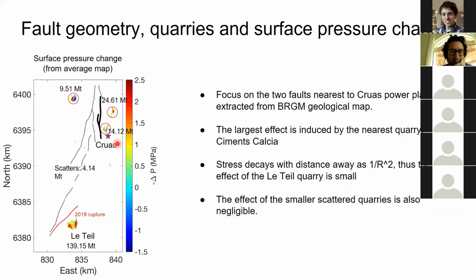So here, in the map on the left, I'm showing the faults in the region and also the surface pressure change induced by the quarry activity. On the bottom, you see the Ledé, which is about 15 kilometers south of Cruas, and it has a lot of tonnage compared to other scattered quarries in the north near Cruas.